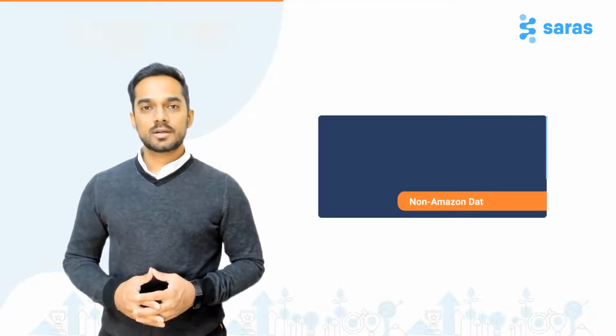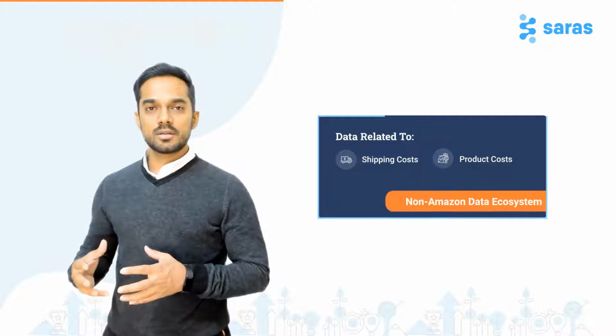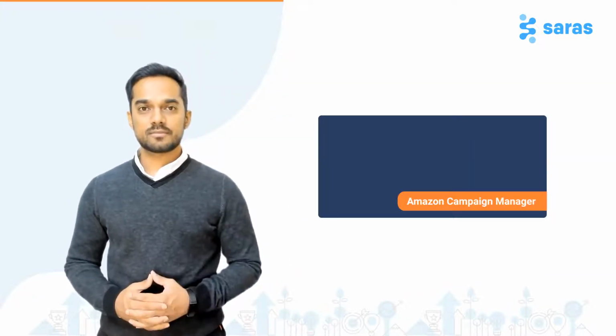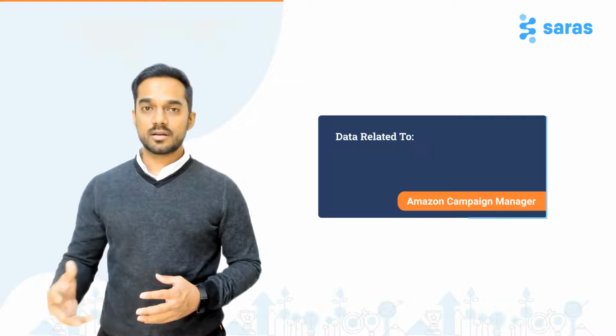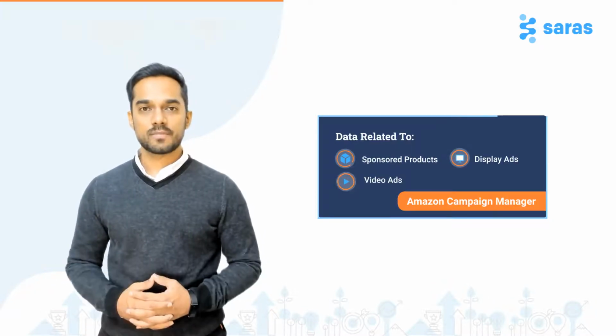Similarly, your shipping costs or your product costs, they lie in a system that is external to Amazon. They are probably sitting in your ERP system or probably in a CSV on a file server. Similarly, your marketing information needs to come from Amazon Campaign Manager, data related to your sponsored products, sponsored brands, or sponsored display and video.